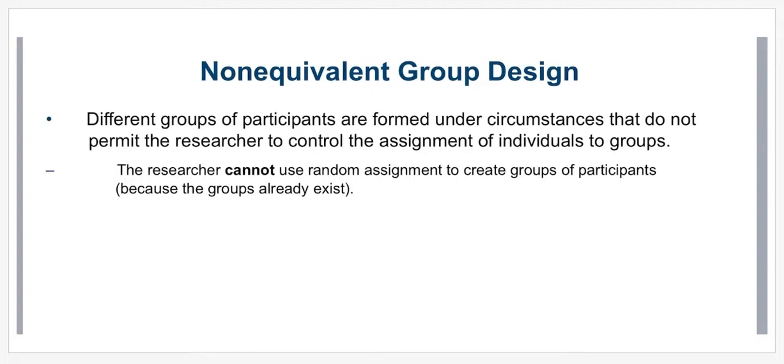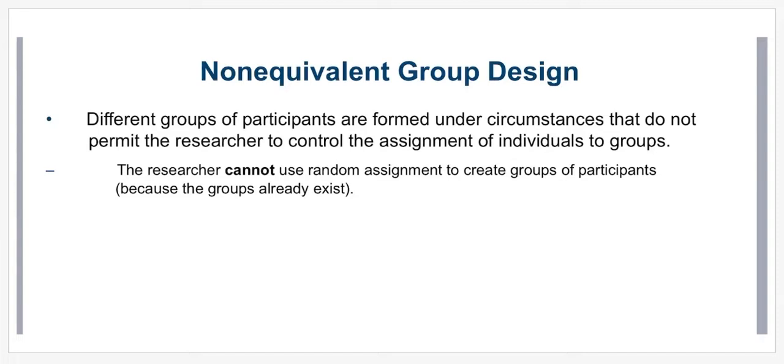So the non-equivalent group design is when the different groups of participants are formed under circumstances that don't allow the researcher to control that assignment, right? So we can't say you're going in this condition of this group and you're going in that condition of that group. The groups already exist. They cannot use random assignment to create these groups of participants because they come in already having this variable. They're already defined on that variable.